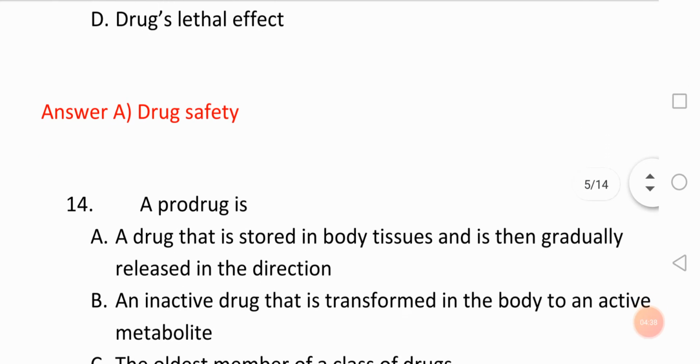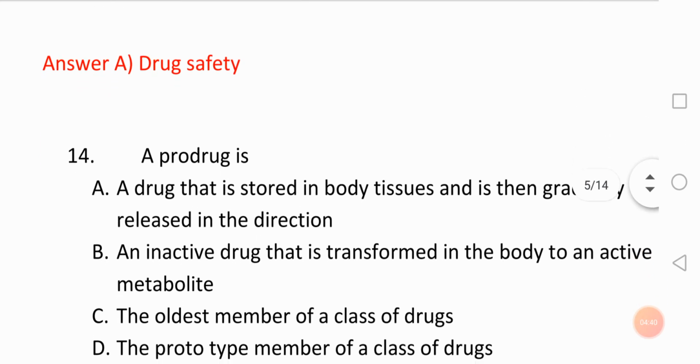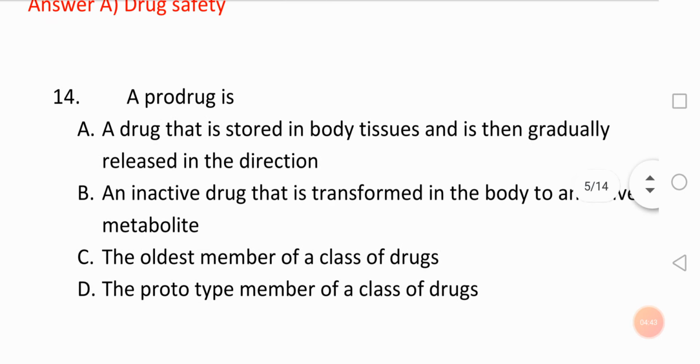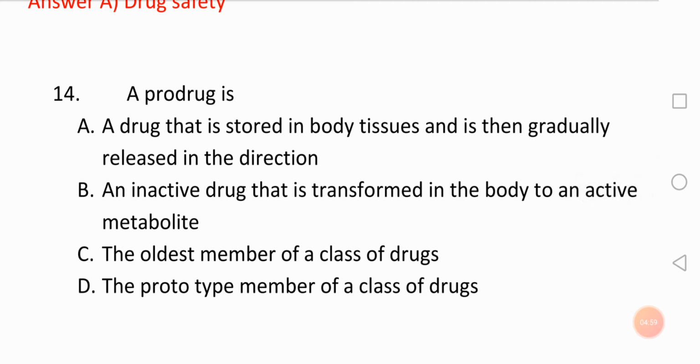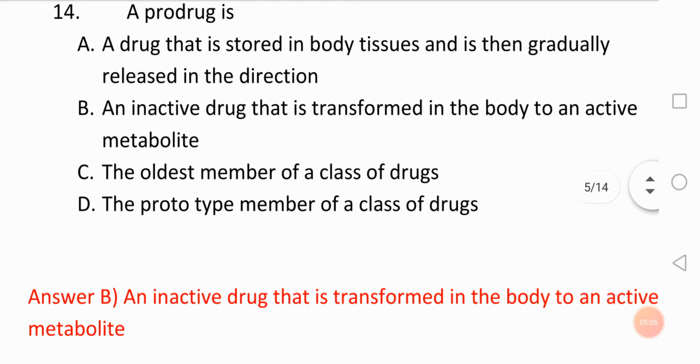And the 14th question, a prodrug is: A part, a drug that is stored in body tissue and is then gradually released in the reaction. B part, an inactive drug that is transformed in the body to an active metabolite. C part, the oldest member of class of drug. D part, the prototype member of class of drug. And the answer is B part, an inactive drug that is transformed in the body to an active metabolite.